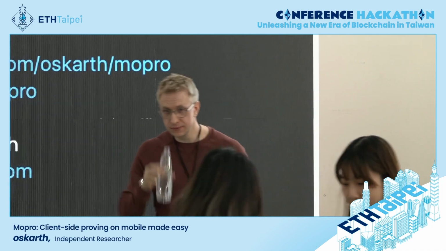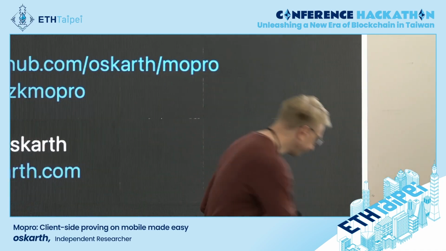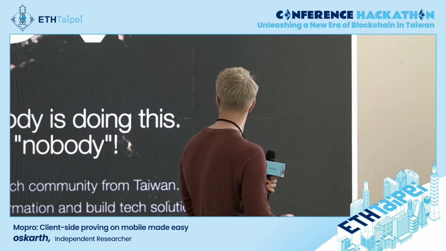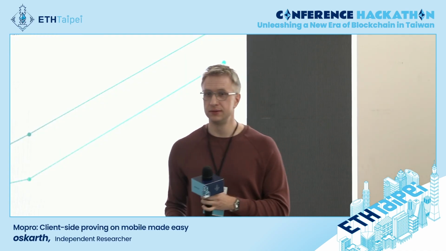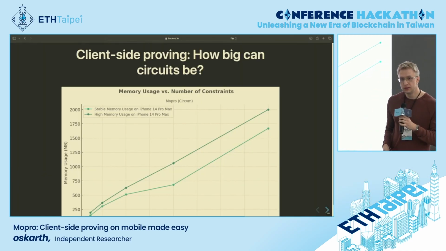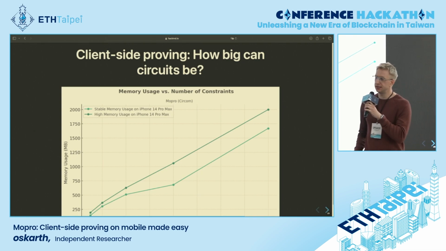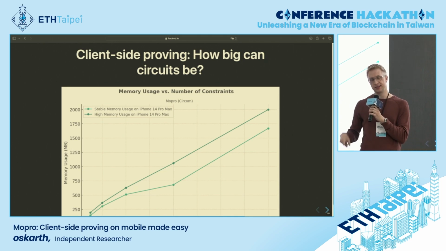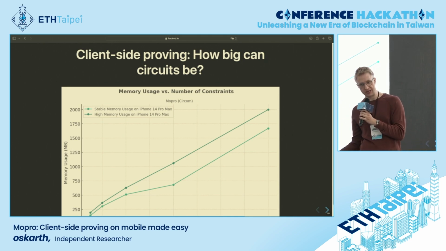Can you go back to the memory graph? Do you know why this relationship is linear? I mean, it looks too straight. So it's basically because of the number of constraints. And then when you load it in Arkworks, you basically have to keep all of that in mind, in memory.